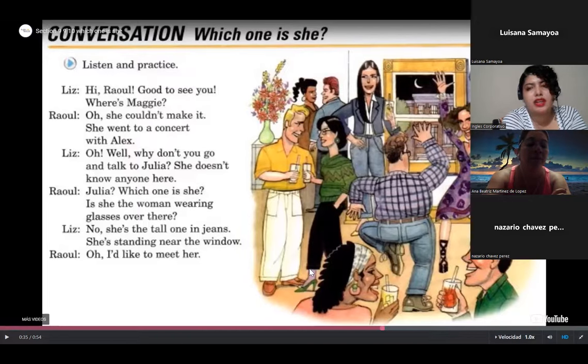That is the modifier. Esa es la parte en la que entramos nosotros con nuestros modificadores. ¿Es la chica que está utilizando lentes? No. Es la alta que usa jeans.